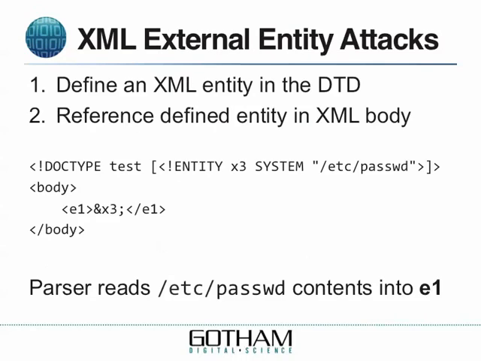So an example of an XML external entity attack, we have to first have an XML message, and in our XML, we have to define an XML entity in our document type definition, and then we have to reference that entity somewhere in our XML body. So here, I define an entity, x3, that points to /etc/passwd, and then I reference it later on in an element called E1. When the XML parser is parsing this message and it supports resolving entities, it will actually go and retrieve /etc/passwd and replace &x3; with the contents of /etc/passwd.